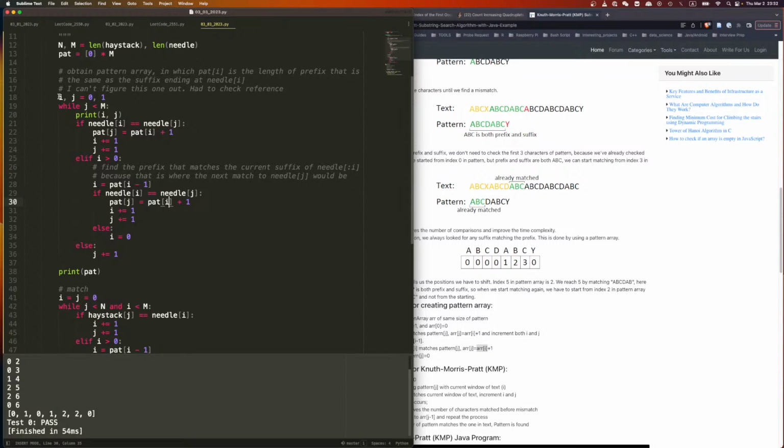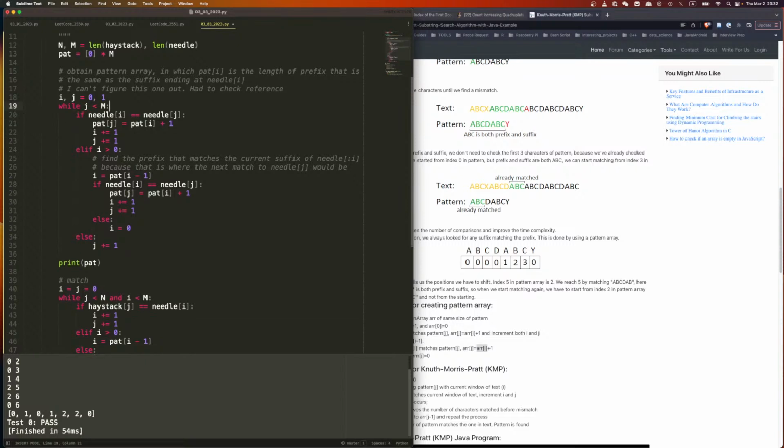Oh, this pattern is hard. This pattern thing is hard. Well, for one thing, this we understand, right? This we understand, because this I will be starting from the front. Yeah, just starting from the front.